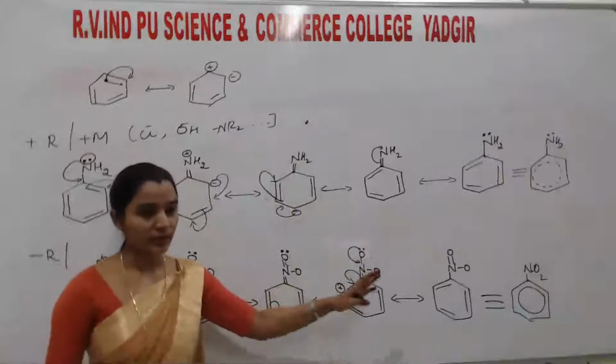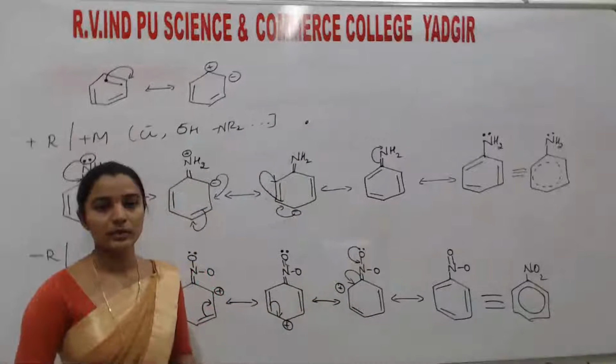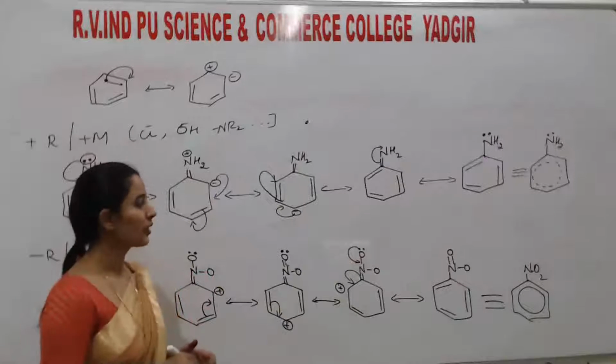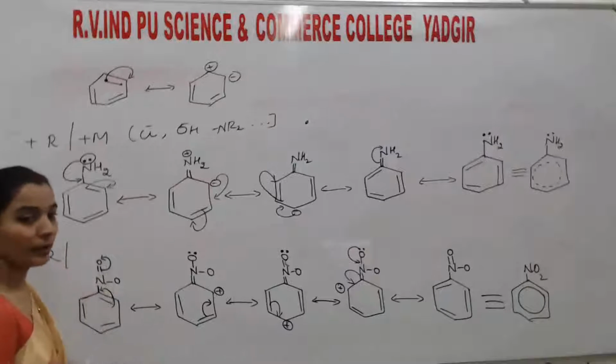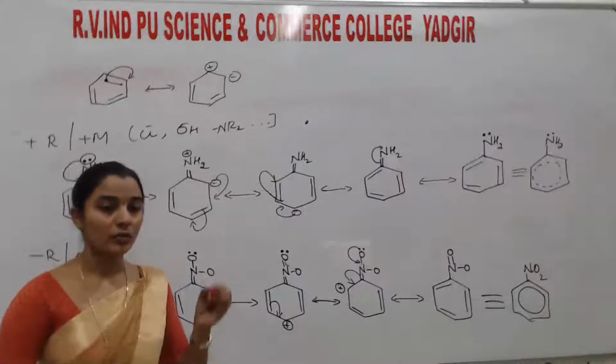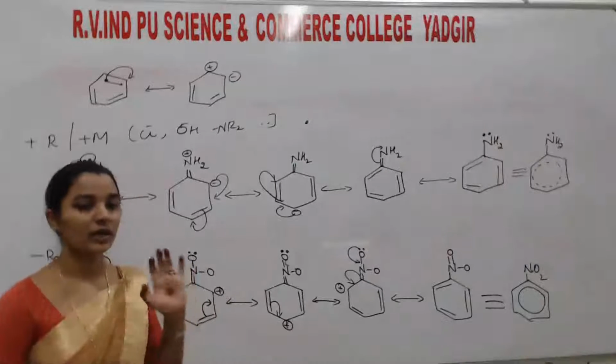You have to represent a big circle inside that benzene ring. Understand? Okay. So listen, this one is the example for what? Minus R effect. This one is the example for plus R effect. And now, what is the definition of minus R and plus R?